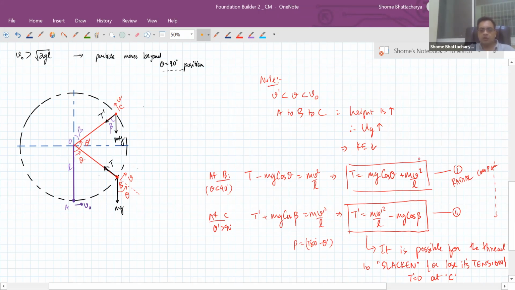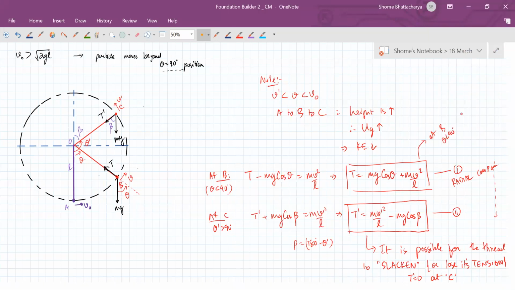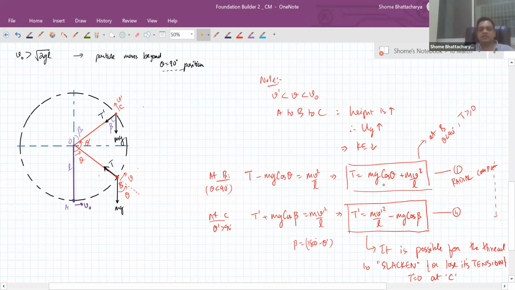And before you write it down, one more thing you can see is that at a point like B, where theta is less than 90 degrees, tension cannot be zero. Tension will always be greater than or equal to zero because it is mg cos theta plus something. Now this mg cos theta term is not becoming zero, because theta is acute. So the string cannot slacken. If it slackens, that has to happen after it crosses 90 degrees.